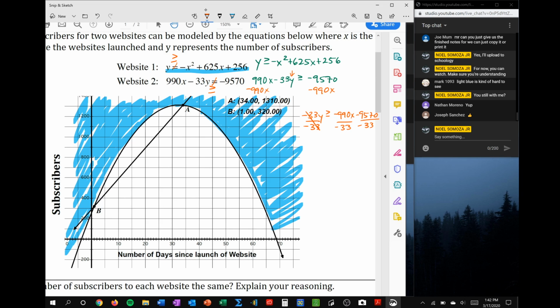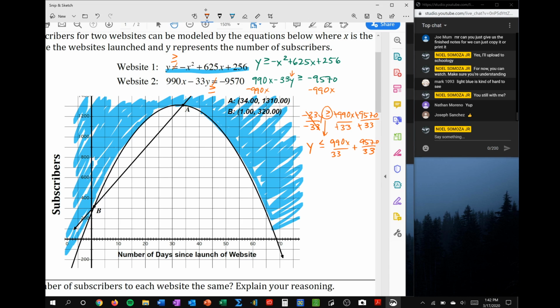Okay, that cancels. You drop the y. Now, because you dropped the y, you divide by a negative. What happens to the inequality? That flips. Okay, so now this ends up being negative divided by negative. We're just going to leave it as 990x over 33 positive, and then for this one the negatives cancel, so now you have a positive 9570 over 33.